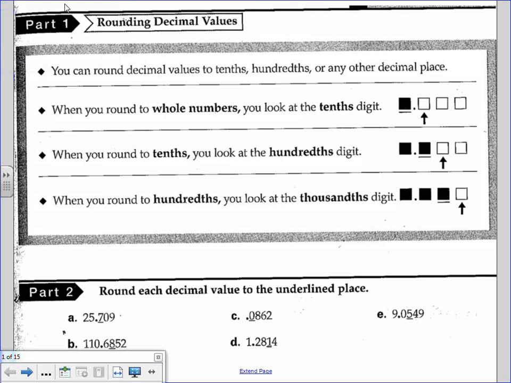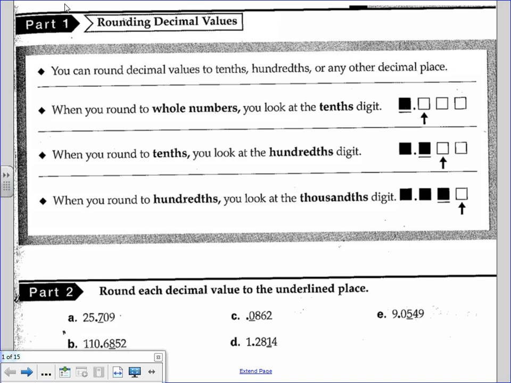Okay, this is going to start the Part 1 review for Mastery Test 1B that you have coming up here. So the first part here is rounding decimal values. If you look at the chart there, it tells you when you round whole numbers, you look at the tenths digit, that tells you what to round. When you round to the tenths, you look at the hundredths to tell you how to round it. When you round to the hundredths, you look at the thousandths digit to tell you how to round it.